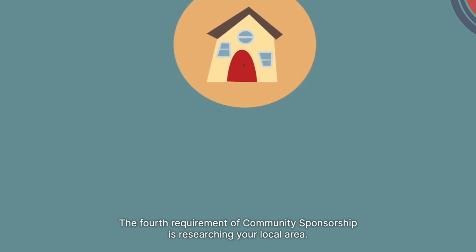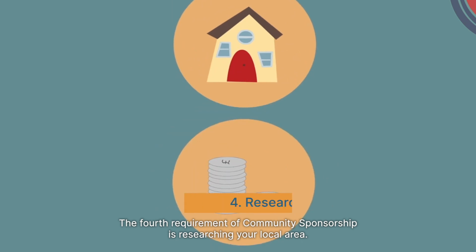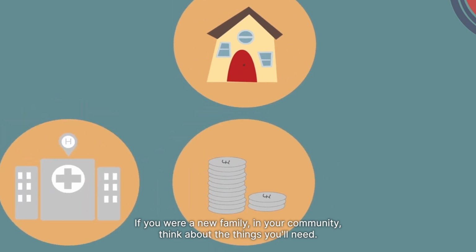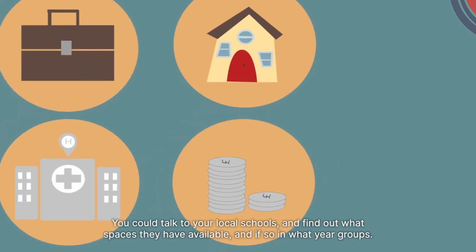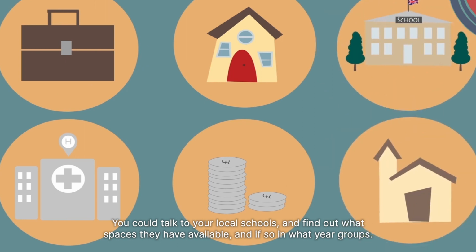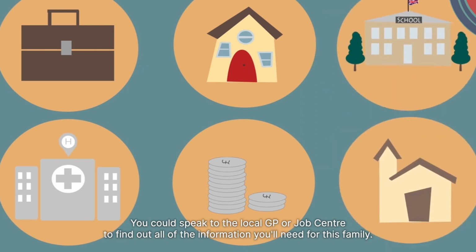The fourth requirement of community sponsorship is researching your local area. If you are a new family in your community, think about the things you'll need. You could talk to your local schools and find out what spaces they have available, and if so, in what year groups. You could speak to the local GP or job centre to find out all of the information you'll need for this family.